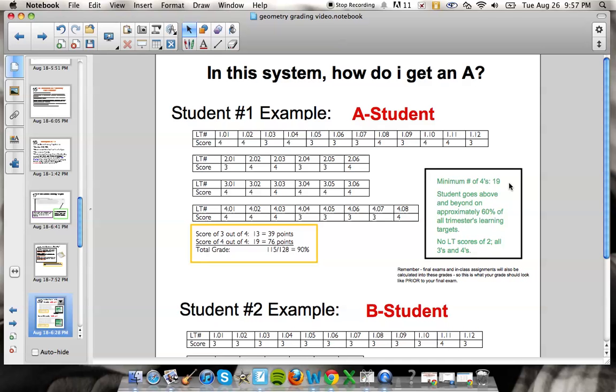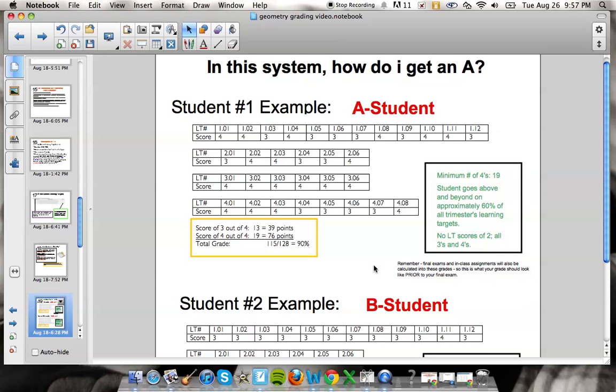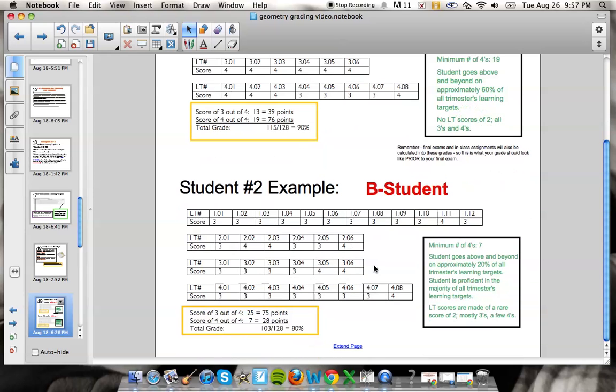In order to get an A, you have to go above and beyond. You have to complete those proficiency plus questions, and you have to do them correctly in order to get those 4s. You will not have any learning target scores of 2, and all of your learning targets will be at least a 3, mostly 4s. Remember also that your final exam and your in-class assignments will also be calculated into the grade, but I don't know how much that is going to affect your final grade.